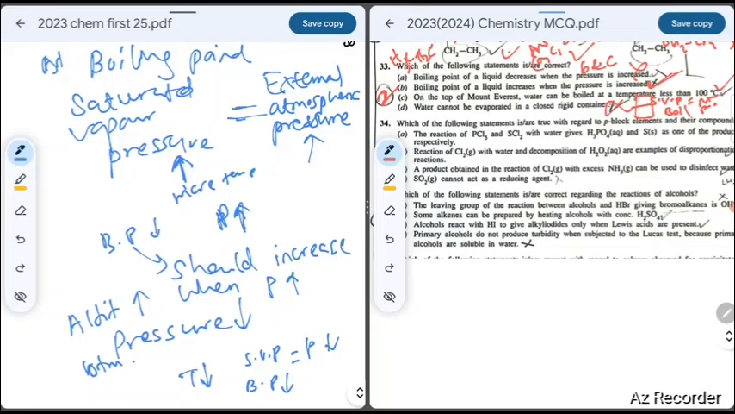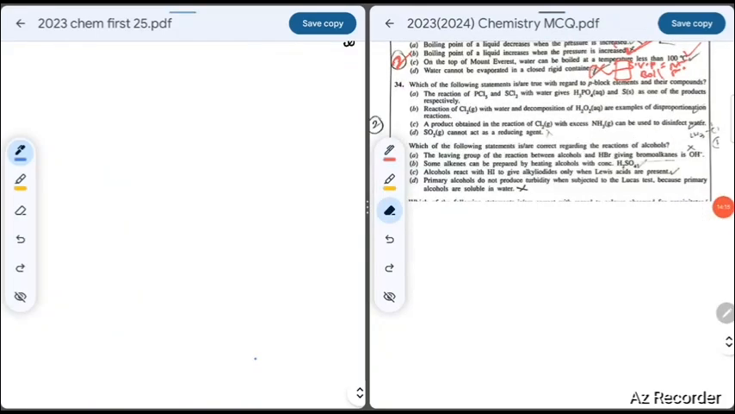34th question. Which of the following statements is true with regard to P block elements and their compounds? So this is an inorganic question. A. The reaction of PCl5 and SCl2 with water gives H3PO4 and sulfur as one of the products respectively.